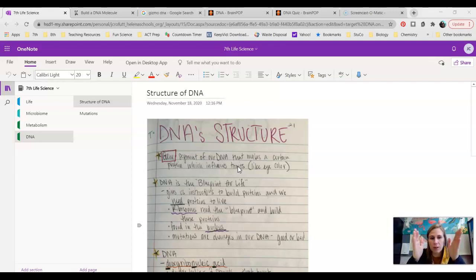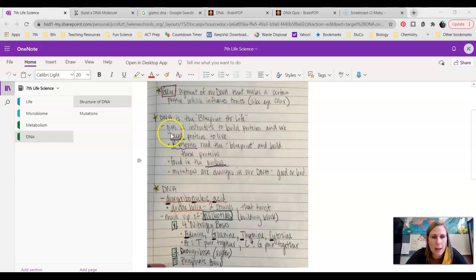Okay, so we have a little section of our DNA that makes a protein that makes our eyes, in my case, brown. You also have a lot of DNA in between genes that we just really don't know the use for yet. So we call those non-coding genes or non-coding DNA.